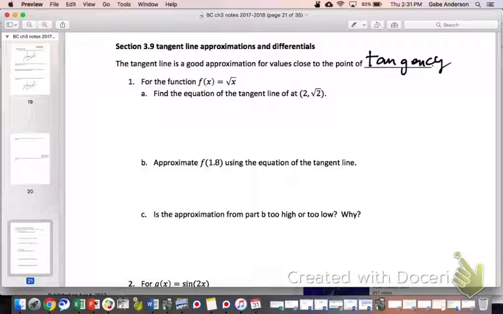So again, I'll let you run through this. Let's see how much of this you can do. It is all review, so you might be able to just do it no problem. If not, we'll do it together here in a little bit.